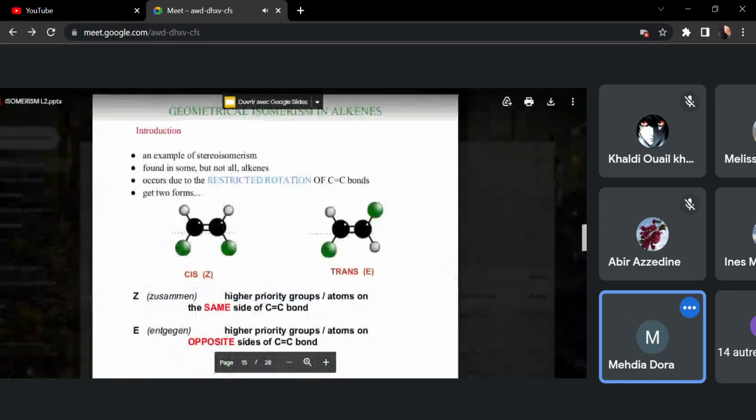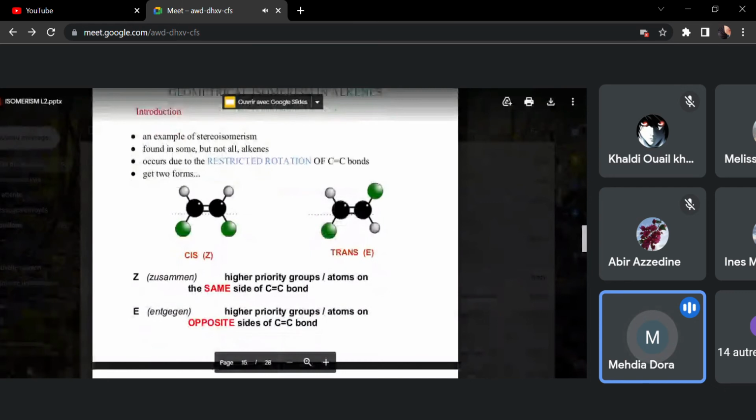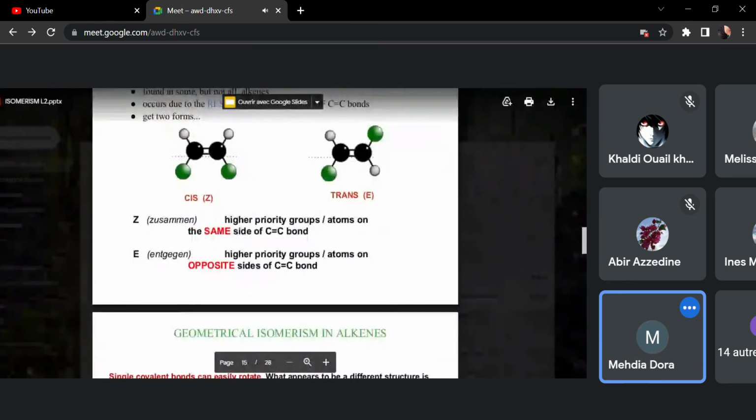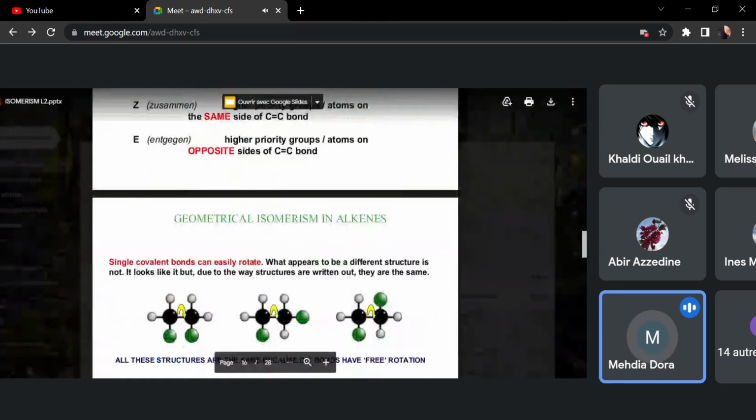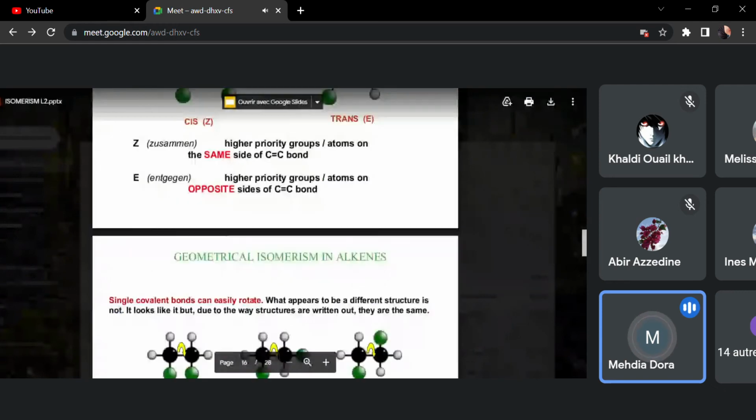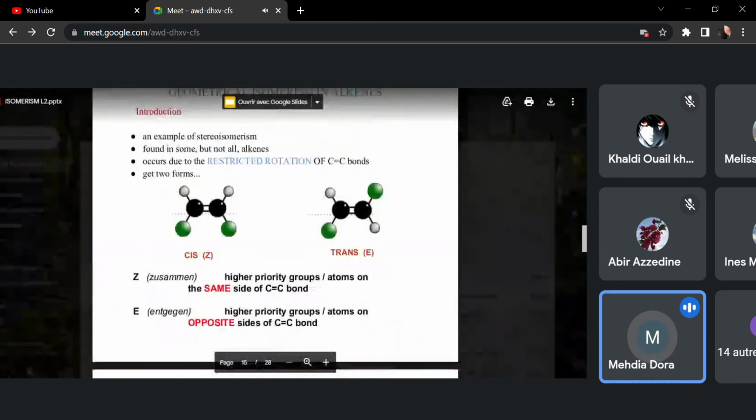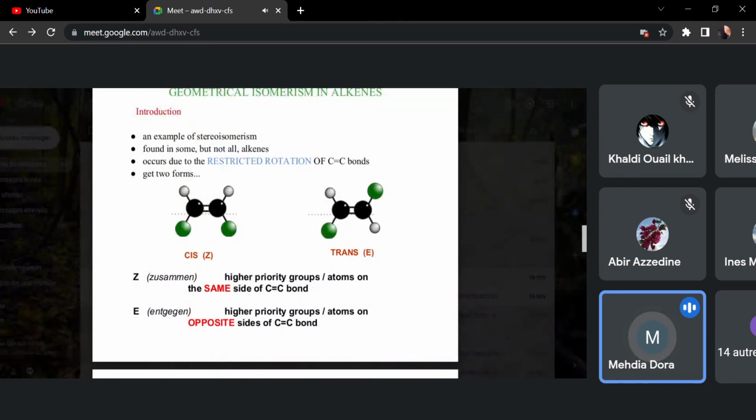So, as it appears here in the example, it's about geometric isomerism in alkenes. I just gave an example. Please just stay. Come back to 15. Yes, just stay. So I said about geometric isomerism in alkenes, we have restricted rotation of the C-C bond.